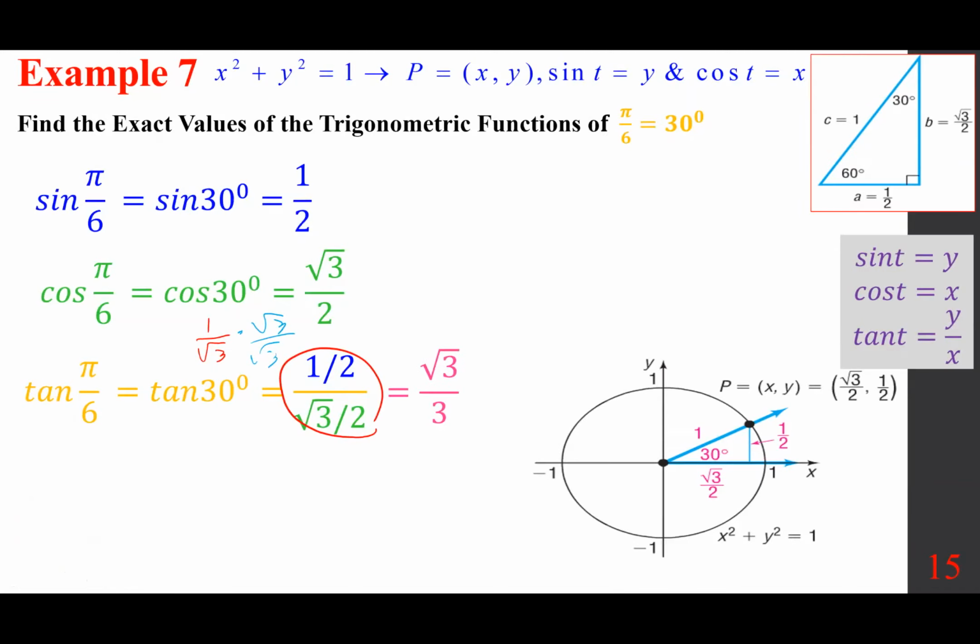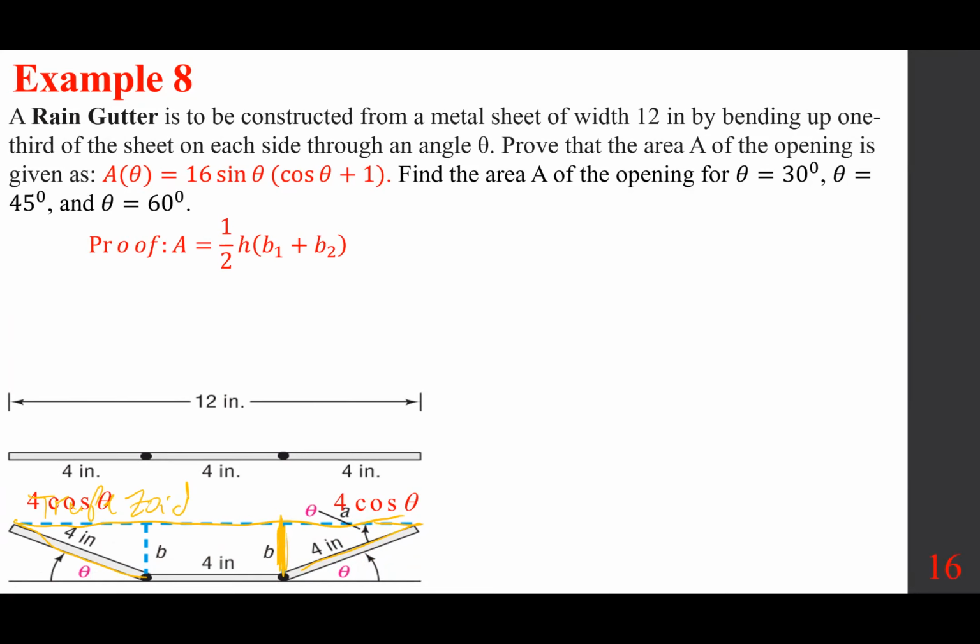So the H is the height. This is B sub 2. This is B sub 1. So that's the formula we're going to use, the area of a trapezoid. Now, this angle is theta. So is this one. So is this angle and this angle. Because these two lines are parallel.